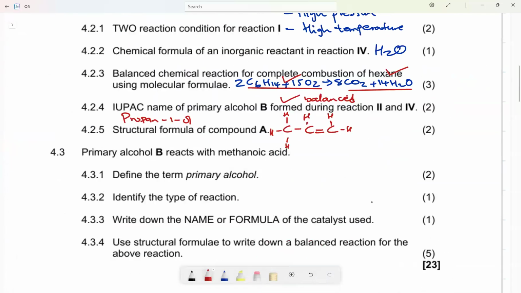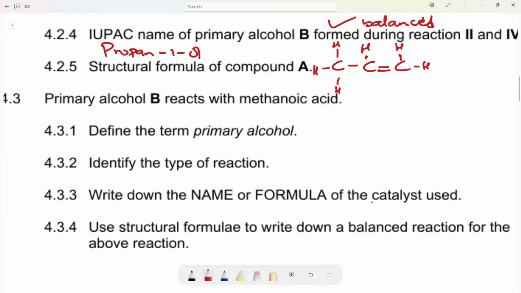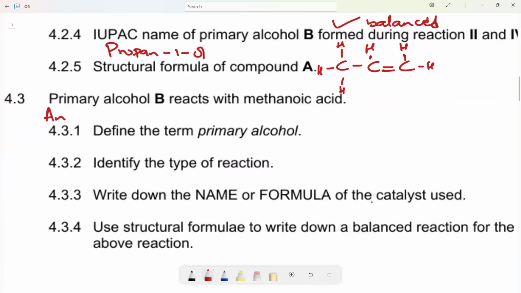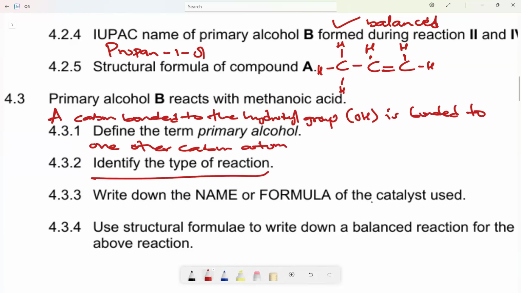Primary alcohol B reacts now with methanoic acid. Define what is a primary alcohol. A primary alcohol is a carbon bonded to the hydroxyl group, and that carbon is bonded to one other carbon atom. How interesting is that?